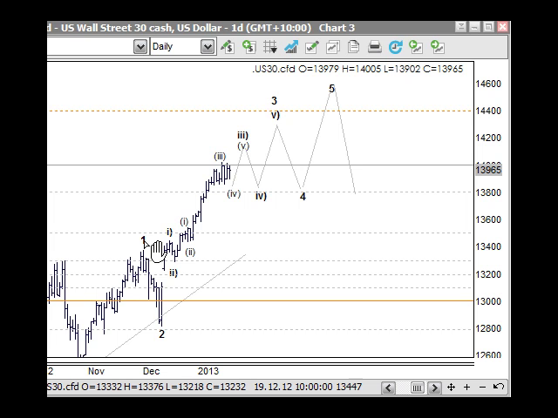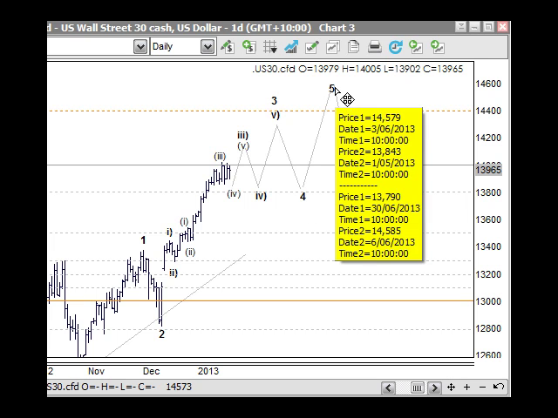Here we're looking at the daily chart for the US 30, the Dow, and just a bit of a rough sketch for the wave count. So we're looking at wave 1 here, wave 2 here, and the wave 3 up through here, then wave 4, then wave 5 up through here.